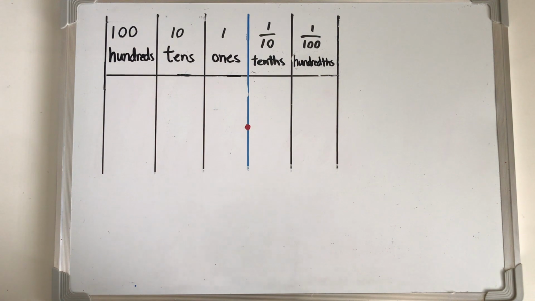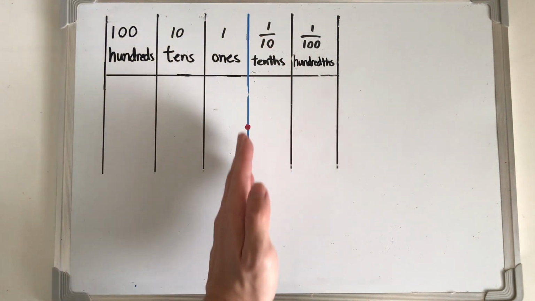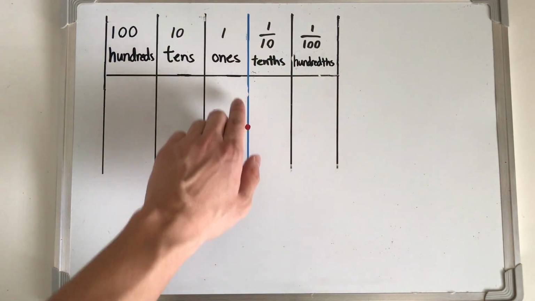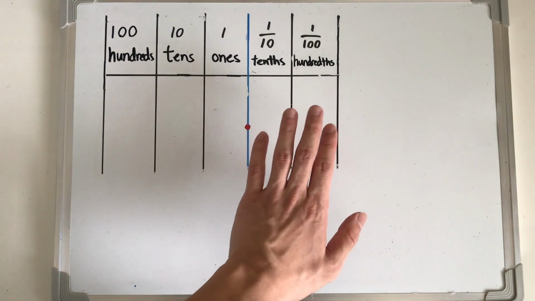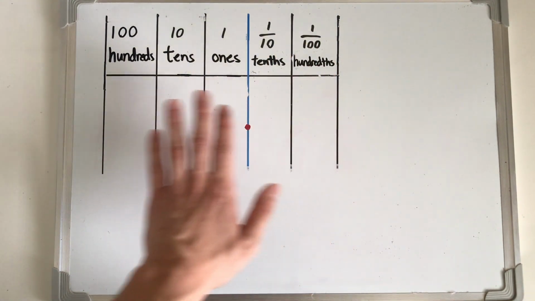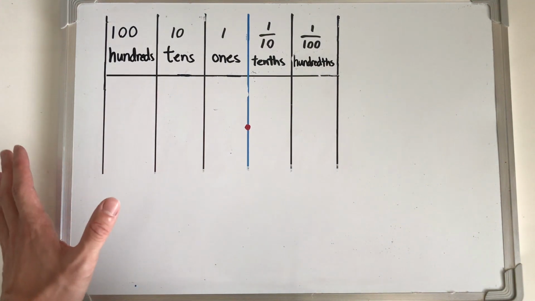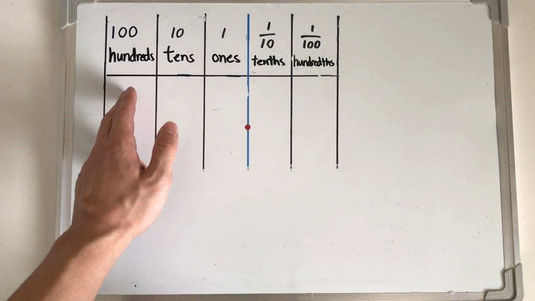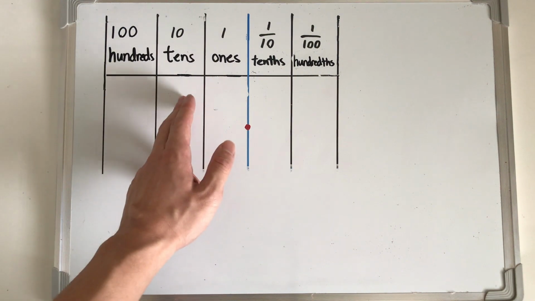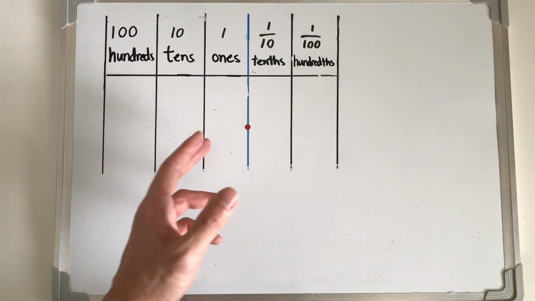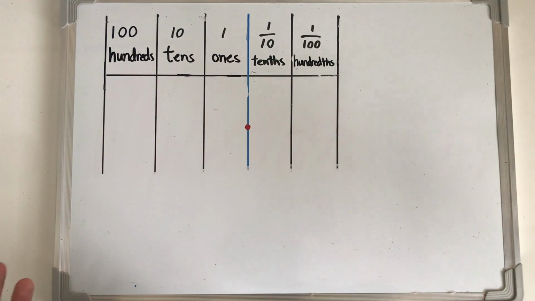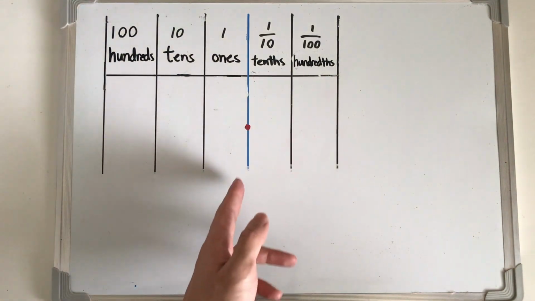Now most of the place value charts usually end around here where the blue line is. And this blue line is actually representing this decimal point. Now we're not going to worry about these two columns first. Let's just go over what we do already know. So starting from the left side, we have the hundreds place, the tens place, and then the ones place.